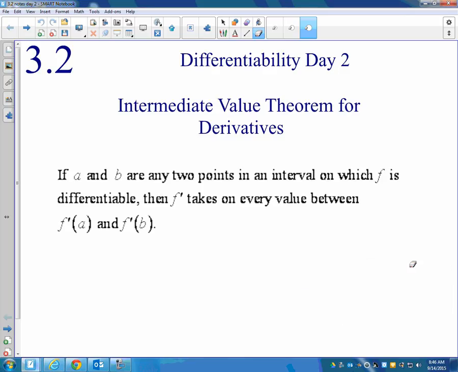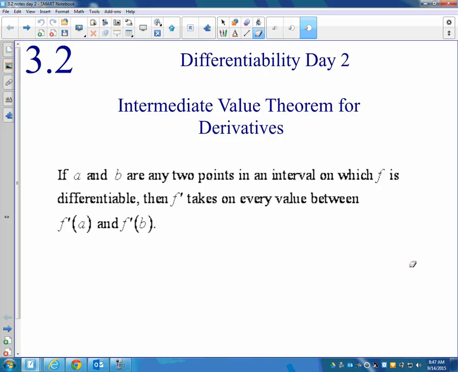The intermediate value theorem for functions says if a function is continuous on the interval from A to B, then all the y values from f of A to f of B are used. The intermediate value theorem for derivatives just says if A and B are an interval basically on which a function is differentiable, then the derivative will take on every value between f prime of A and f prime of B.